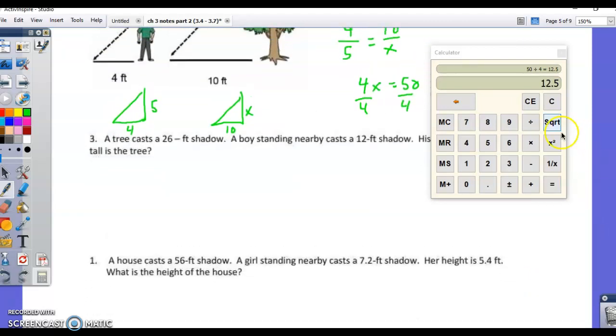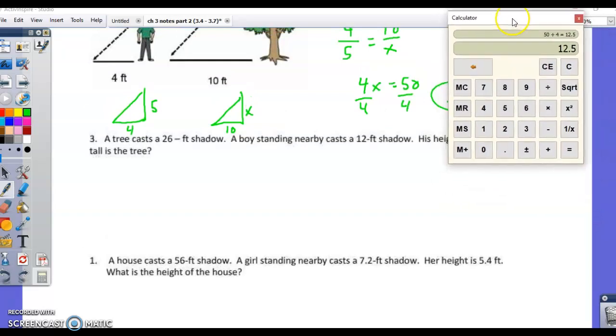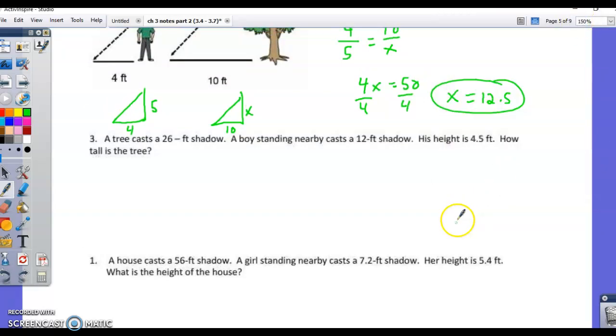All right. So we got a couple other examples here. Go ahead and pause this and try it, and then we'll see how you set it up. So a tree casts a 26-foot shadow. I'm just going to draw like a triangle. Here's my tree. Here's my shadow. I know that's 26 feet. A boy standing nearby casts a 12-foot shadow. So here's the boy. Here's his shadow, 12 feet. His height is 4.5 feet.